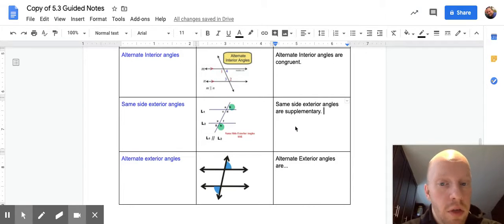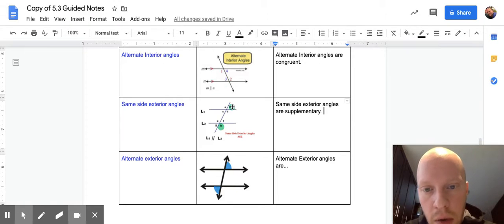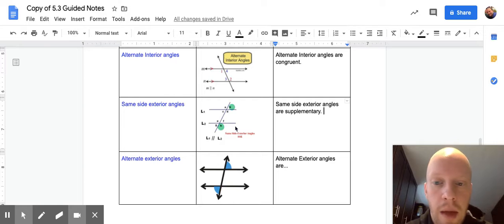They're supplementary because if you really wanted to take a look at it, you would know that angles B and D here form a linear pair. It means angles F and H form a linear pair. So it would not make sense for these two angles to be congruent. That means that our only other relationship there that is left is supplementary angles.